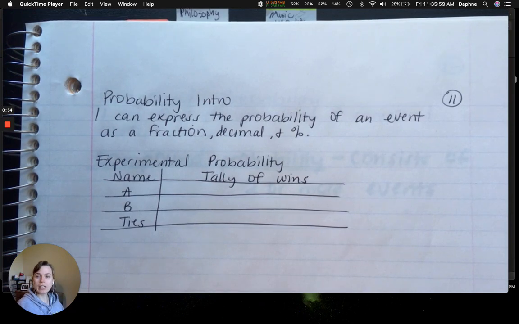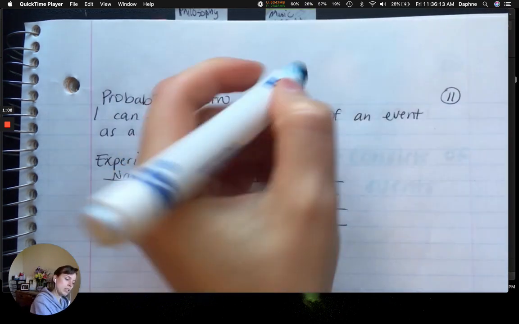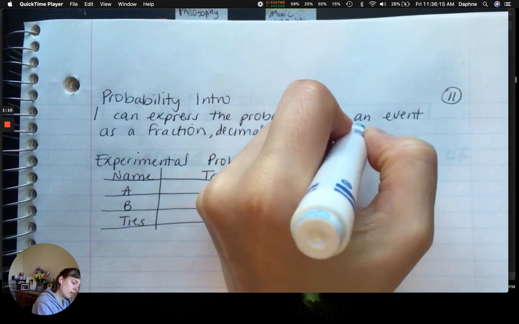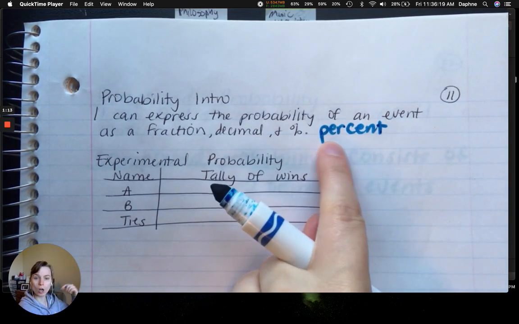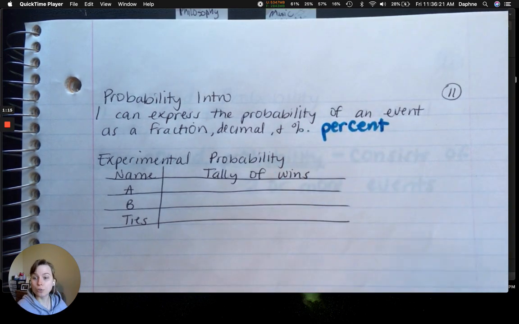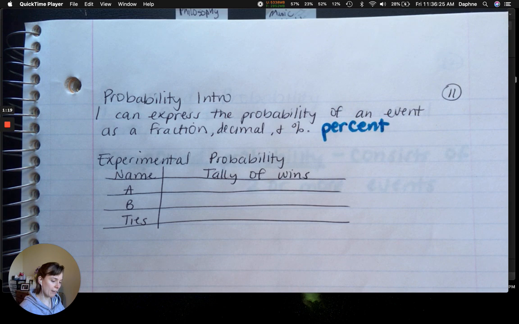So this is the beginning. There's the title, probability intro. We're on page 11 and our learning target is up there. I can express the probability of an event as a fraction, decimal, and percent. So this symbol means percent, or part of 100. Per is part of, cent is like century, or there's 100 pennies in a dollar, so 100 out of 100.